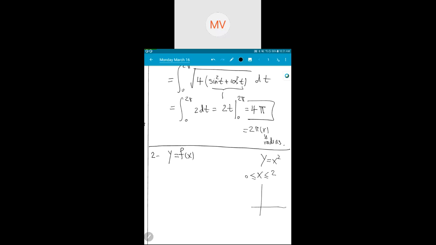That's the parabola, 0 to 2. That's that guy, 0 to 2. So what's the length of that curve? And maybe we'll find it. We'll see. So in this case, the derivative is taken with respect to x, right?